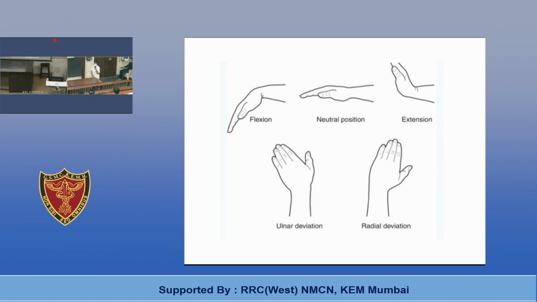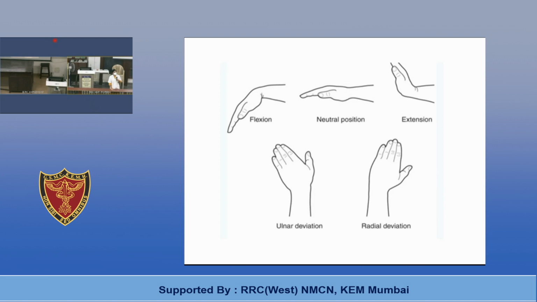Flexor carpi radialis and flexor carpi ulnaris: one muscle on the radial side, one on the ulnar side, they produce palmar flexion, assisted by the tendons of flexor digitorum profundus and superficialis. But mainly carpi ulnaris and carpi radialis. Similarly, for extension, which muscles are producing extension?